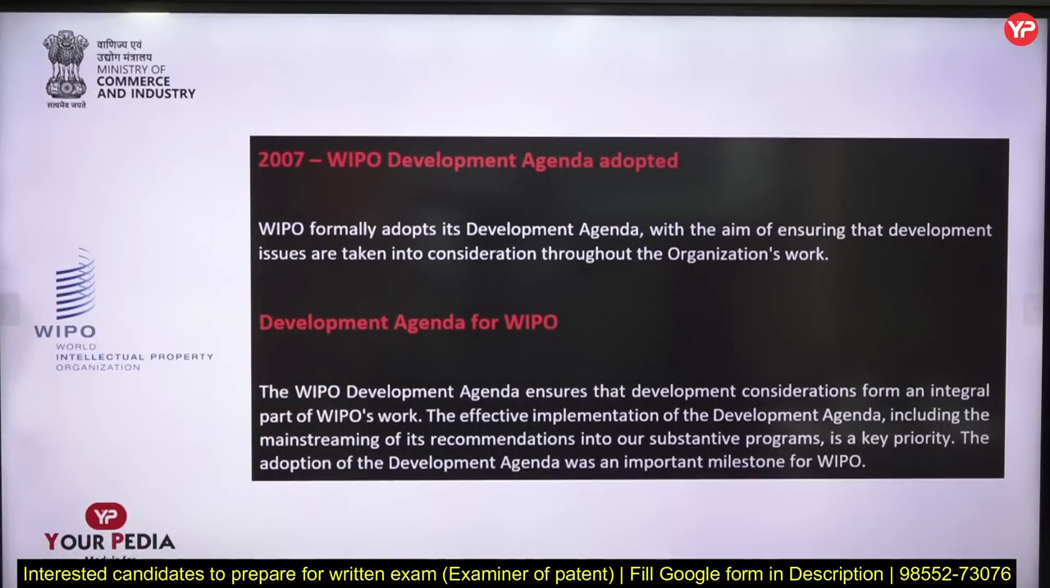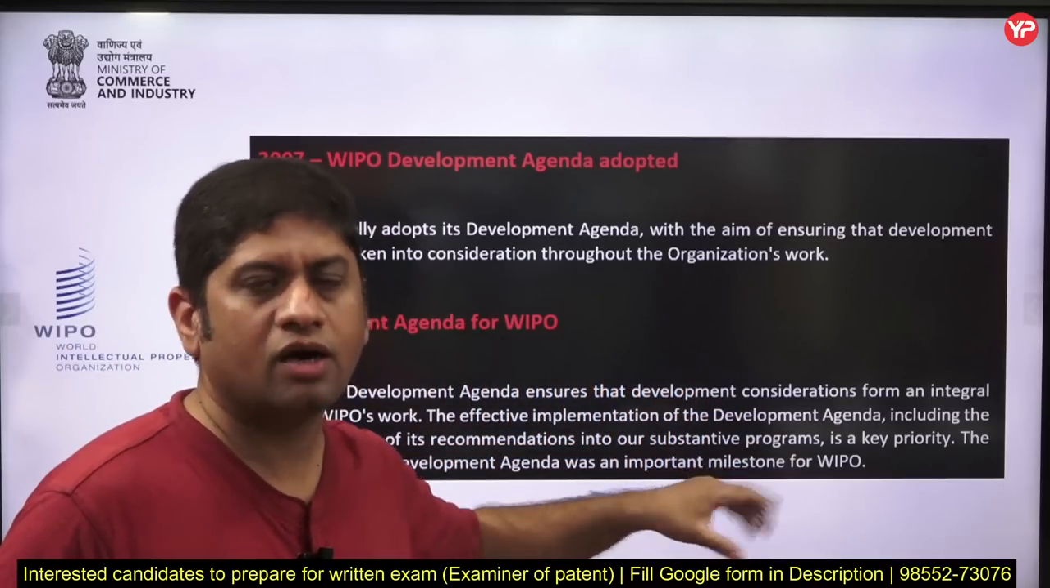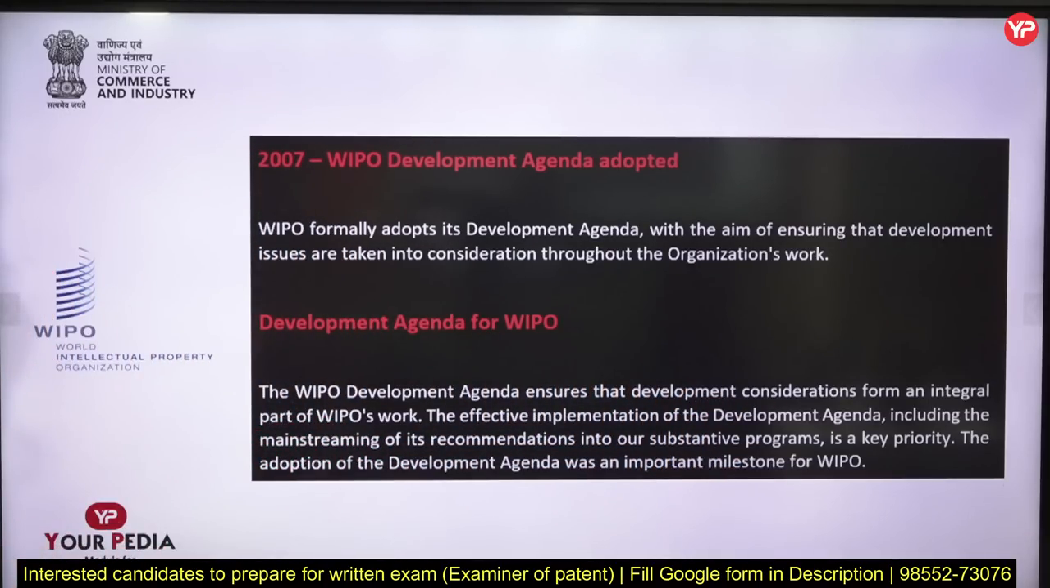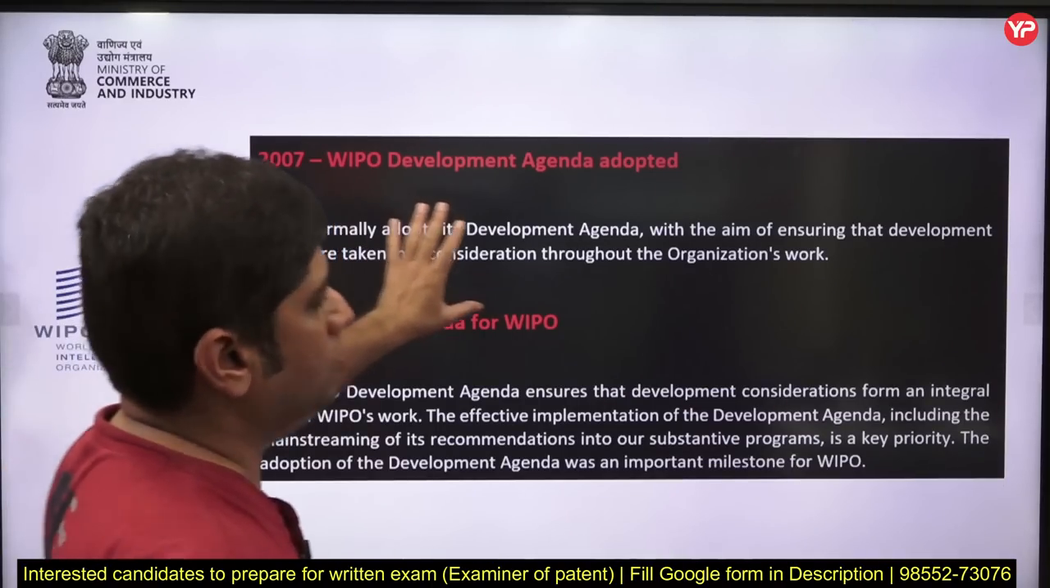Okay, now the WIPO development agenda was adopted in 2007. So what is the development agenda of WIPO, and when did it adopt it? In 2007 it was adopted, and this agenda is nothing but the socio-economic development of human beings, which is the ultimate objective of WIPO's work. Implementation of the development agenda and recommending certain things is the main activity of WIPO now. This is what you should know, when the development agenda was adopted.